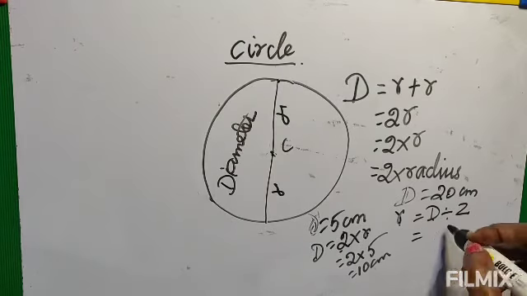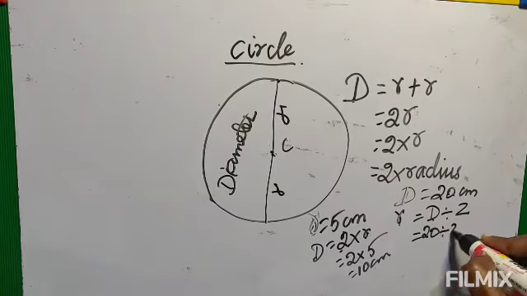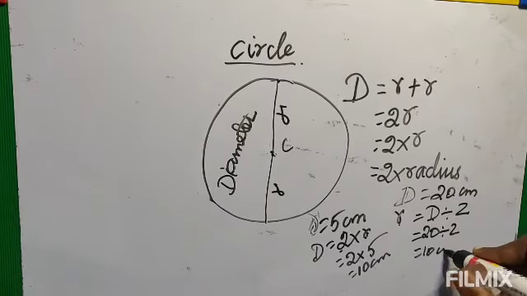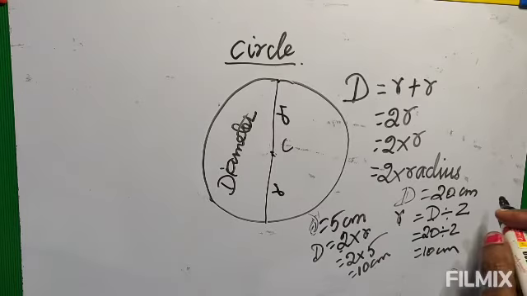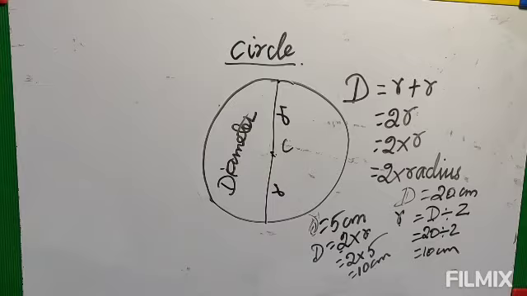So diameter divided by 2. Here 20 divided by 2. 10 twos are 20. So 10 centimeters. The radius will be 10 centimeters. This is an easy calculation you can do. Okay, now the next one.